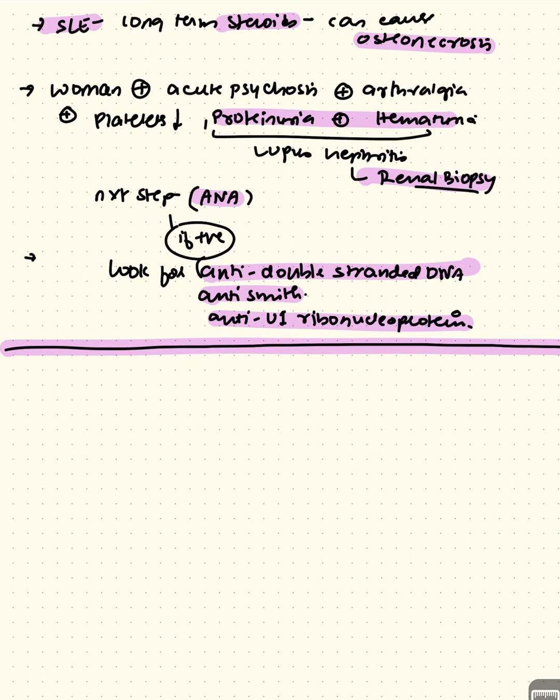Remember, SLE is an important cause for acute psychosis. And the next thing you do is renal biopsy, of course, for the lupus nephritis. But in general, when you have SLE, you have to go for ANA, and if it is ANA positive, you can go for the other antibodies mentioned here.